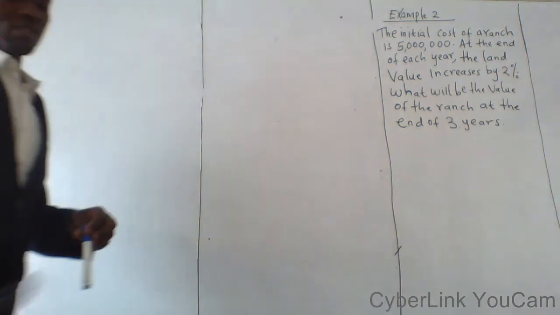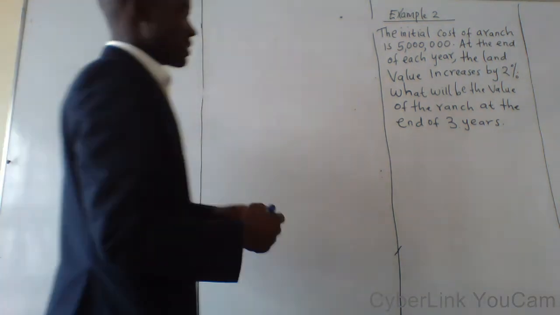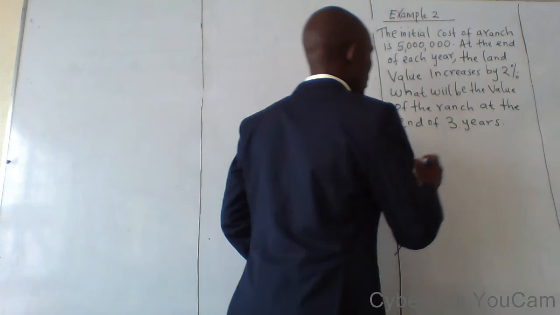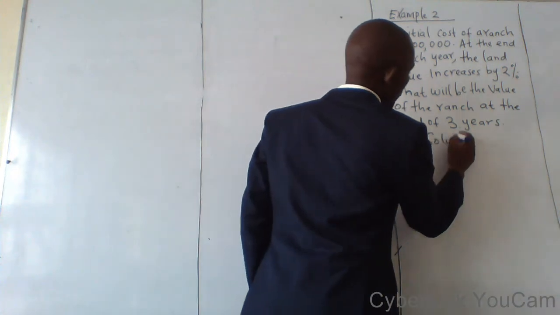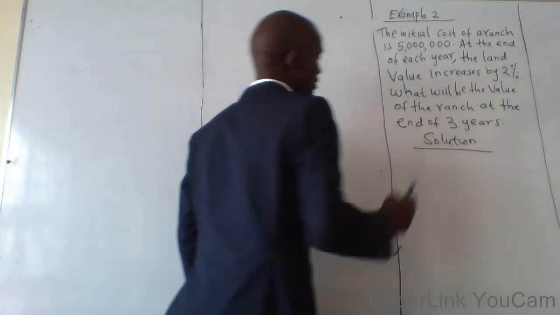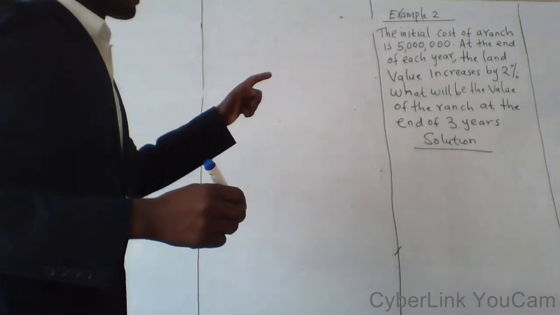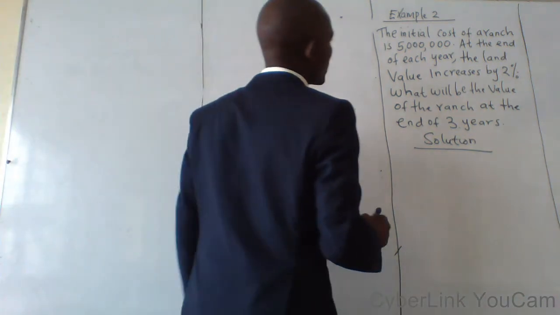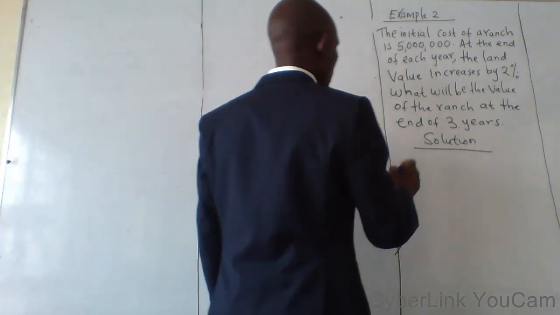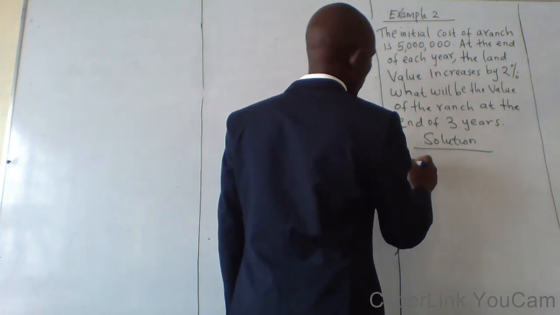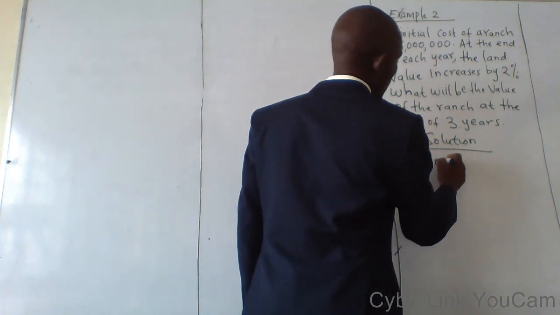So we will start with the method whereby we will do it successively before we take the formula. So the first step there is to extract the information from the example. And we have been given the initial cost of a ranch is 5 million. That means the principal is 5 million.